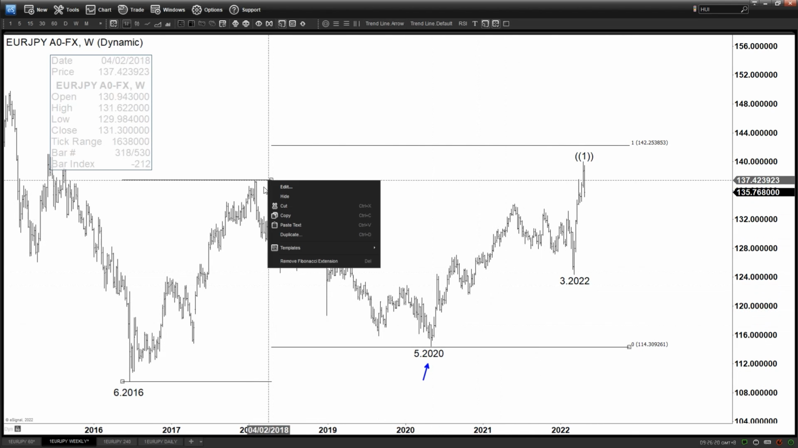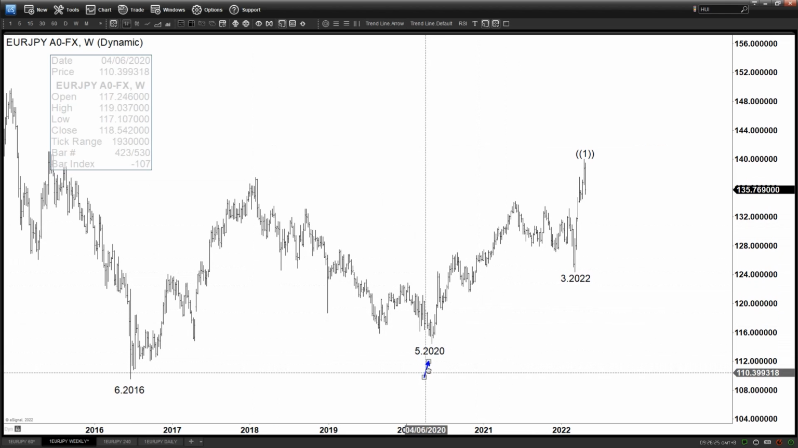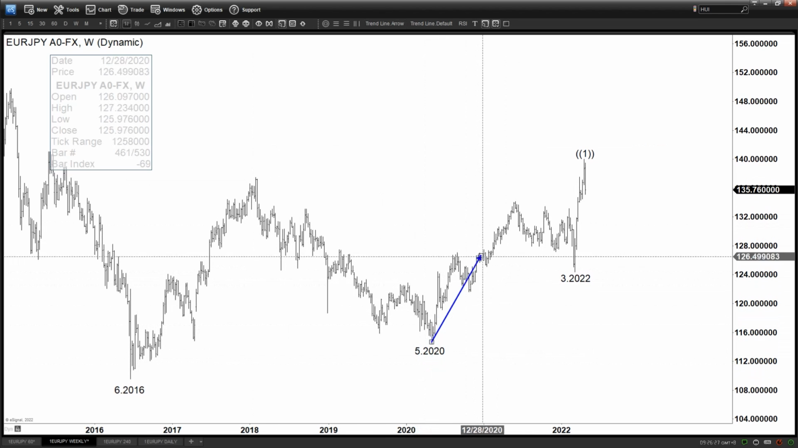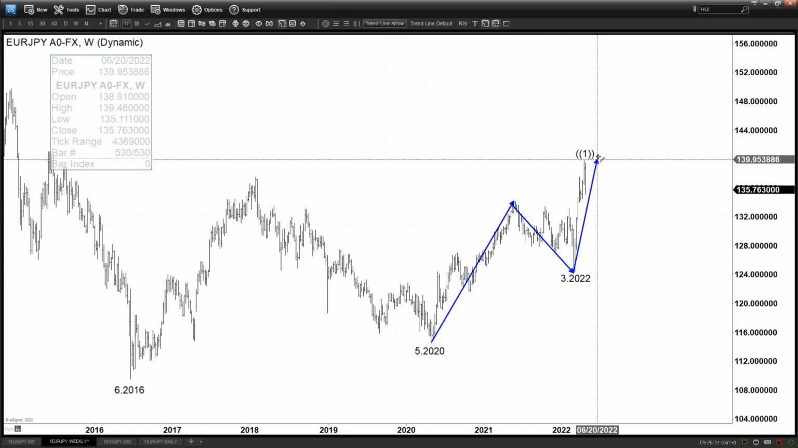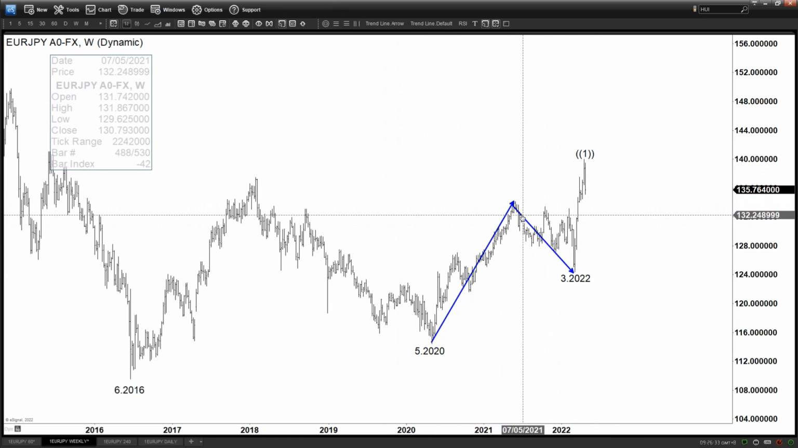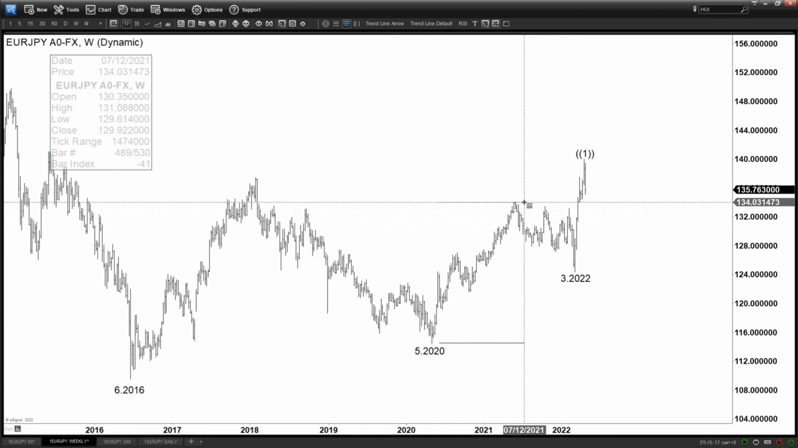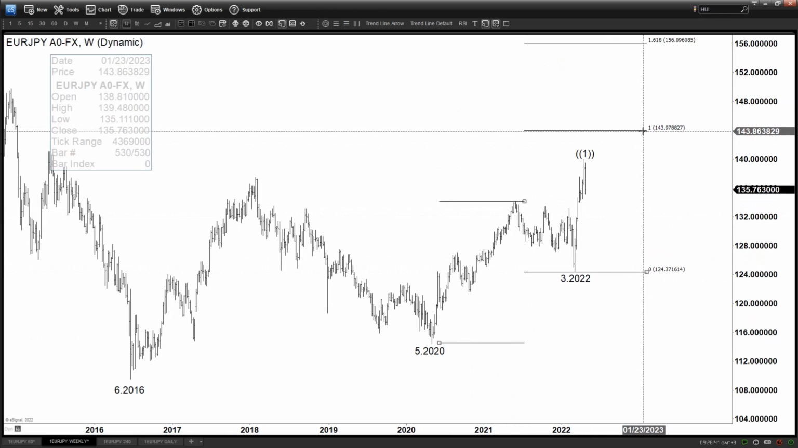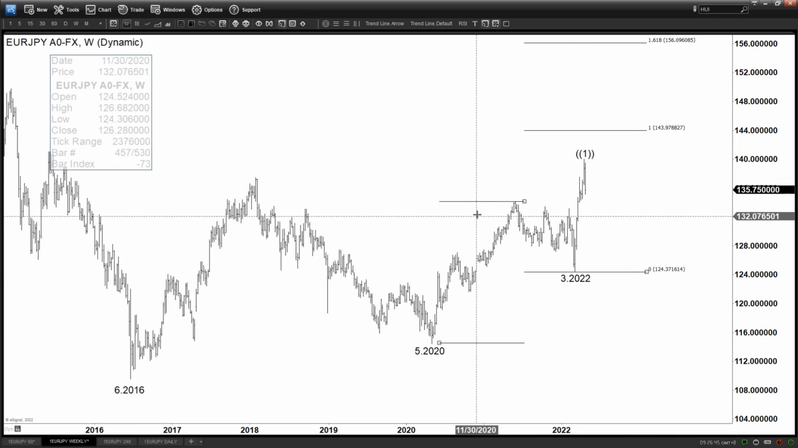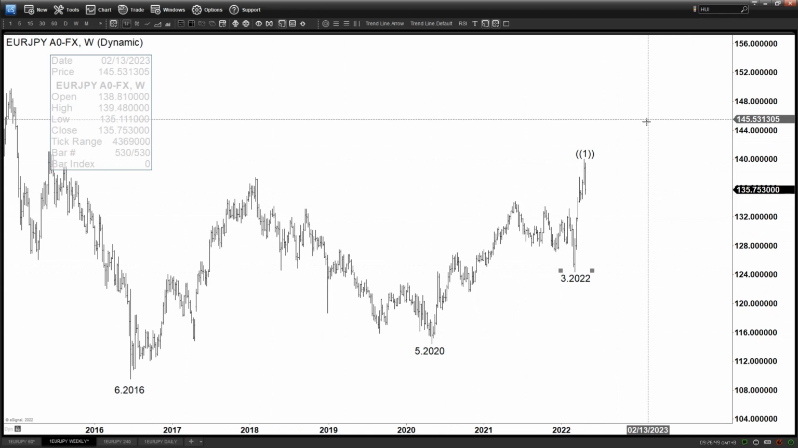There is another sequence starting from May 2020, which is another high sequence. This is 1, this is 2, and now we have a 3 to the upside. Again, a simple extension is telling you we have not reached the 100%, which is usually the ideal minimum target when you have a sequence. So what that means then is we should expect more upside eventually, right?